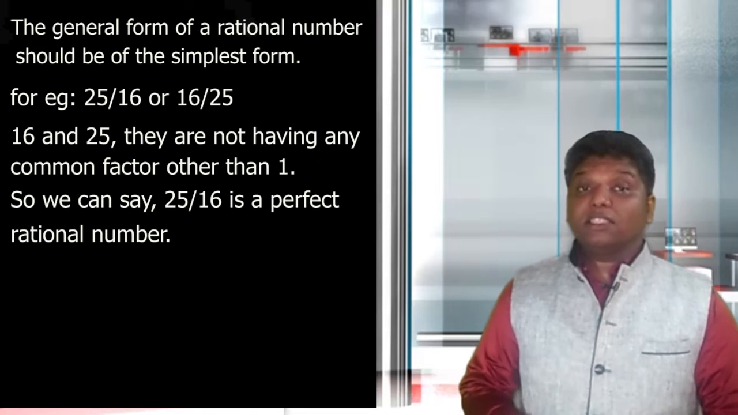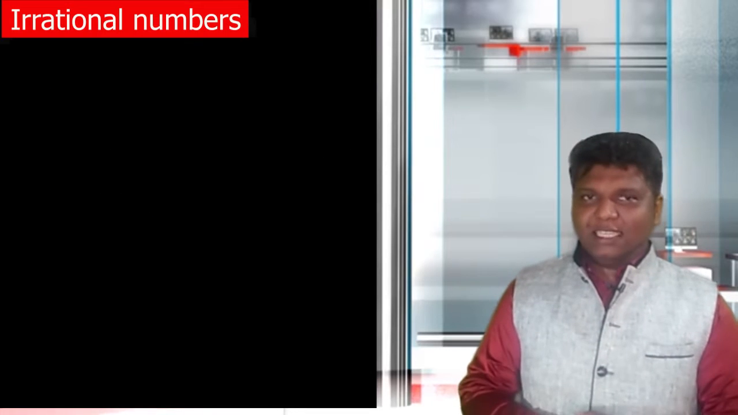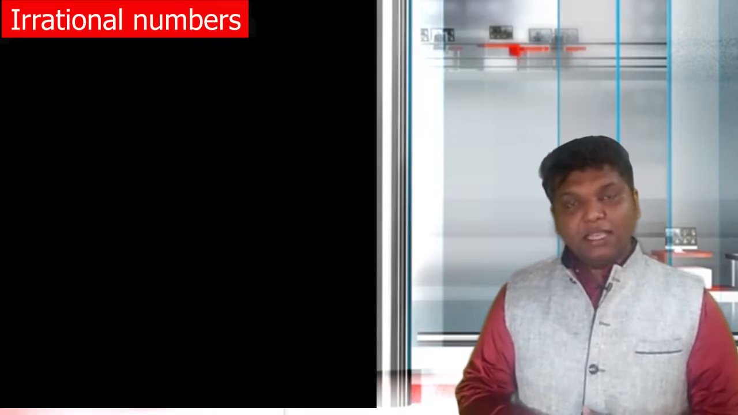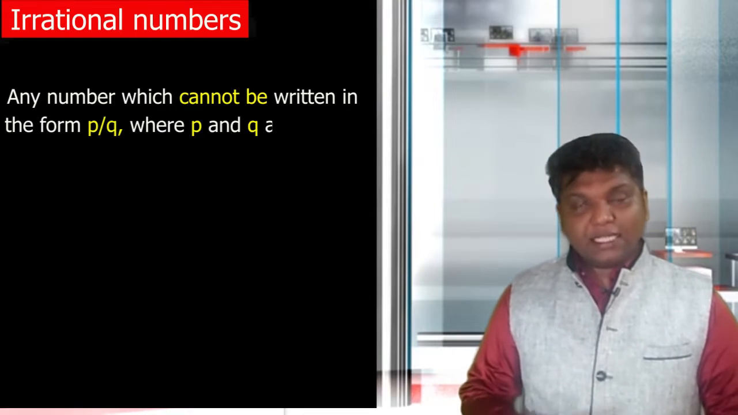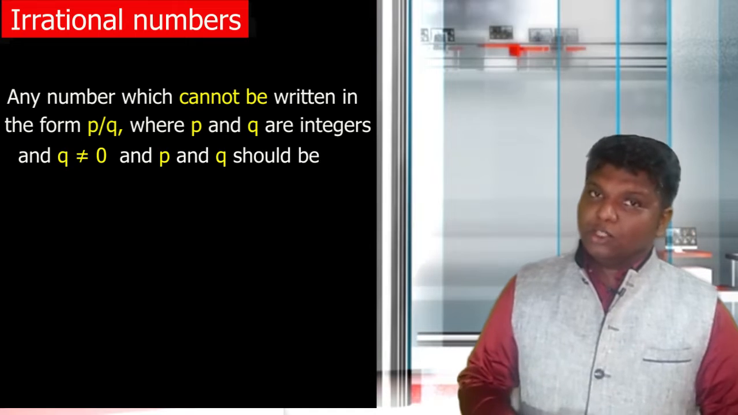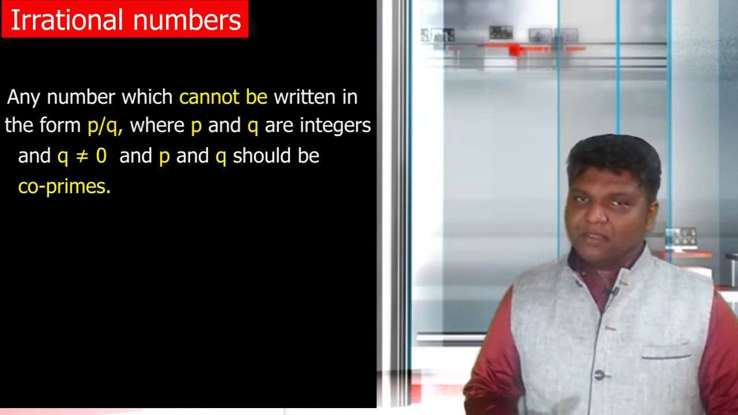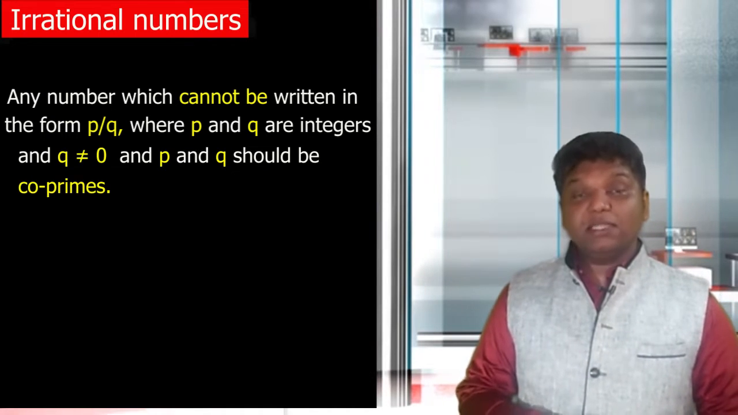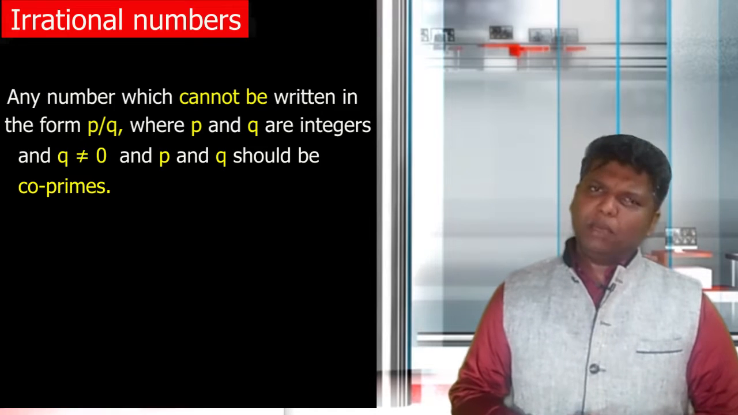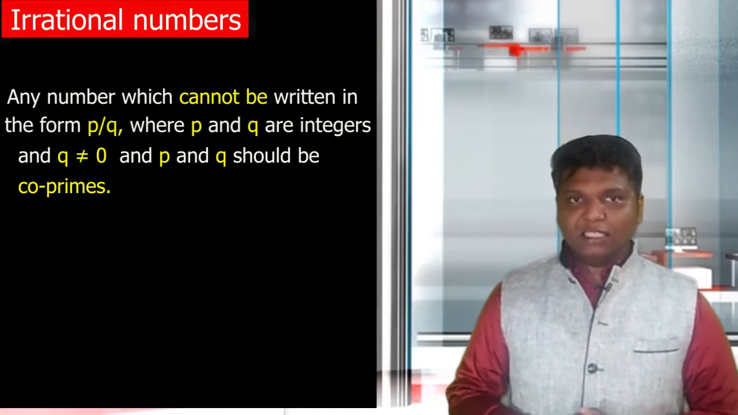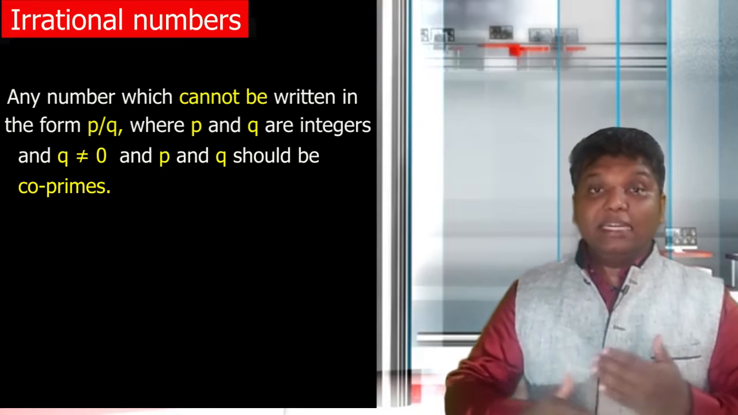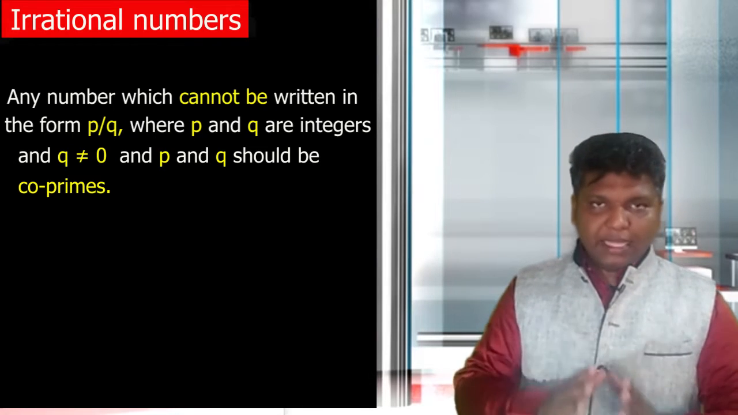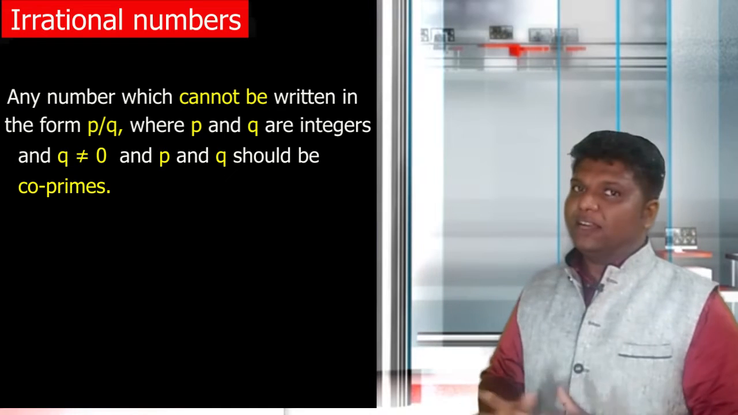Now there is another set of numbers, which we call irrational numbers. What are irrational numbers? Any number which cannot be written in the form p by q, where p and q are integers, q not equal to 0, and p and q are coprimes. Just the opposite of rational numbers. If you cannot write a number in the form p by q, then that is what we call an irrational number. But there is much more explanation for this when we come to the decimal expansion of fractions. There I will give more clarification about irrational numbers.